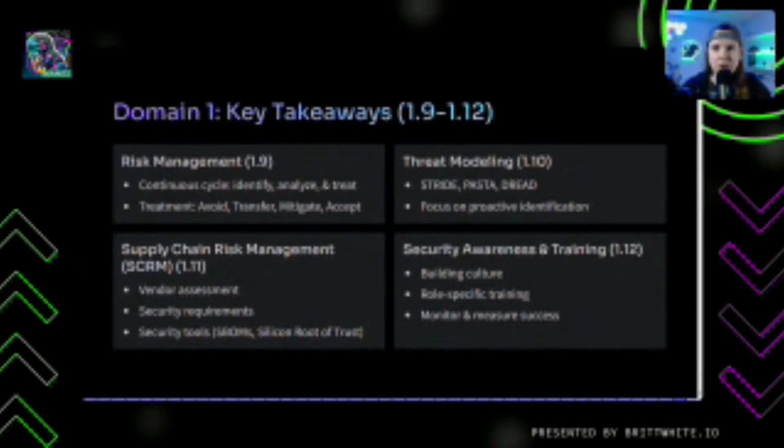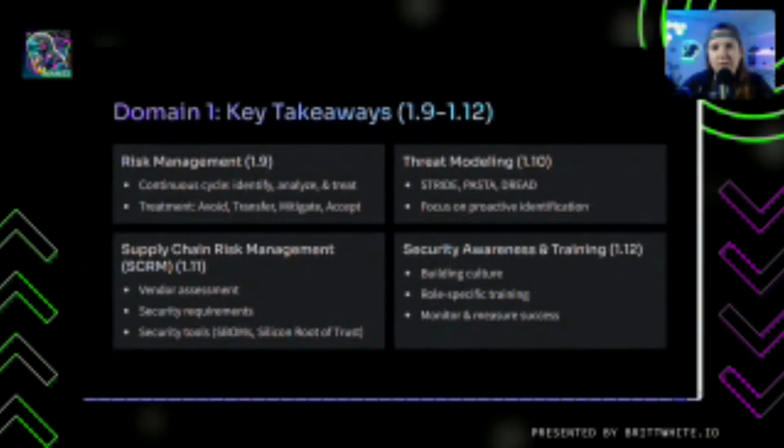Remember the key approaches for treatment. We can avoid the risk completely by eliminating the activity. We can transfer it through insurance or third-party services. We can mitigate it with controls and safeguards. Or we can accept it if it fits within our risk tolerance.